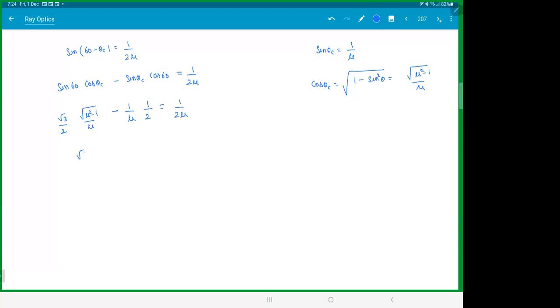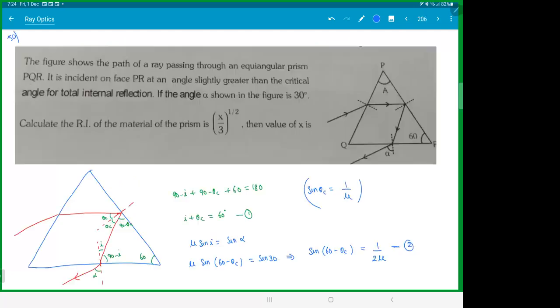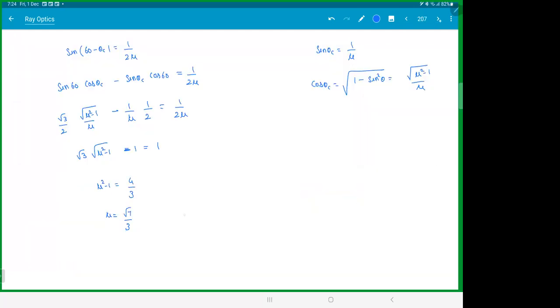2 also cancels. Root 3 times root of mu square minus 1, minus 1, is equal to 1. Mu square minus 1 is 4 by 3. Mu is equal to root 7 by 3. Therefore, x is equal to 7. That's an integer question. Check.